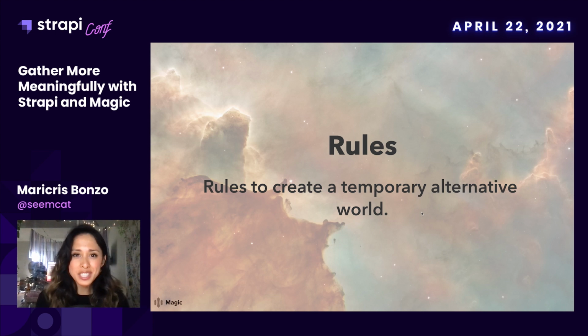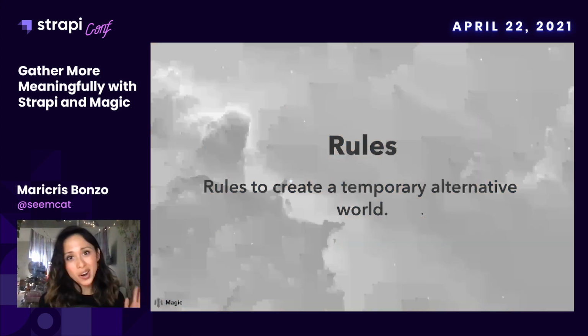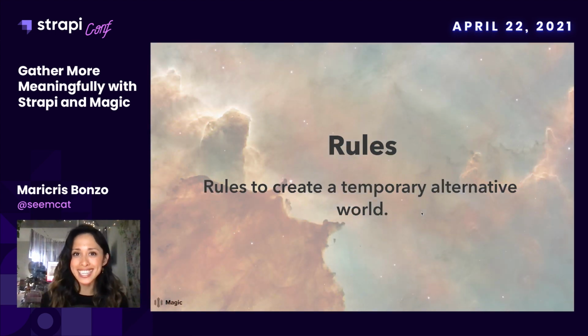Next up are rules, and this is fun because rules help you create a temporary alternative world because it sparks temporary behaviors that embody the purpose of the event. For example, for my birthday, I can make a rule, no phones and no alcohol, so that we can be present and enjoy each other's company in a more meaningful way.